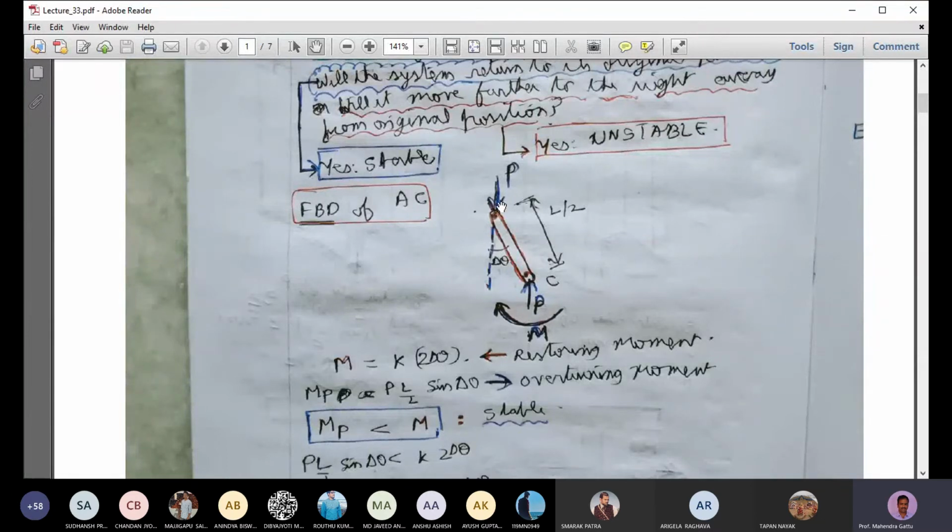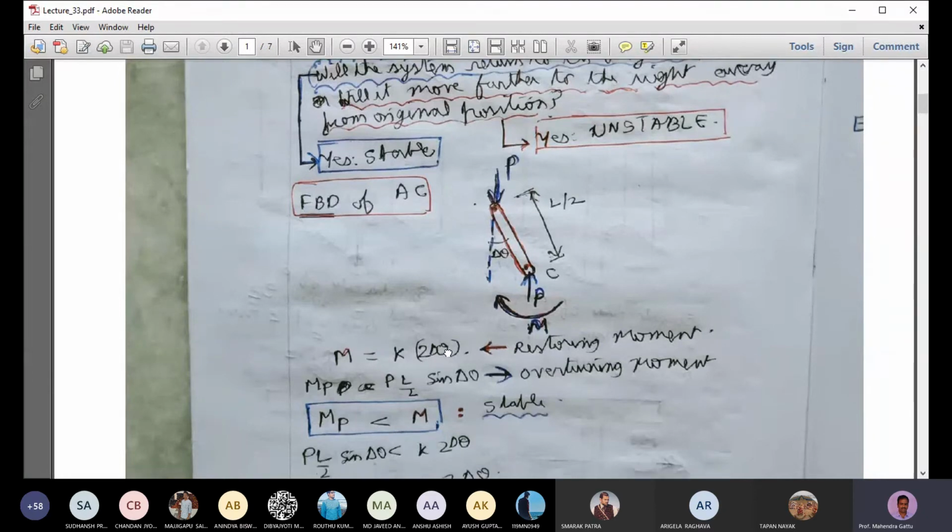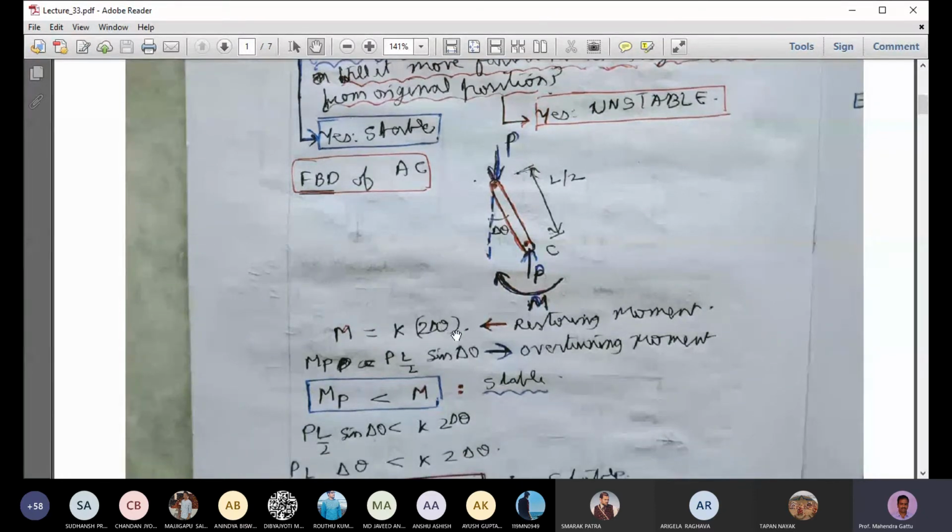So we can find what the M value is. M is equal to K times the change in angle of the spring. The change in angle is 2 delta theta, so the M value is K times 2 delta theta. Now if you find the moment equilibrium about point C, the overturning moment is obtained by this P into this lever arm, that is L by 2 sine delta theta. So that is the overturning moment, P into L by 2 sine delta theta. The restoring moment is the one coming from the torsional spring, that is K into 2 delta theta.